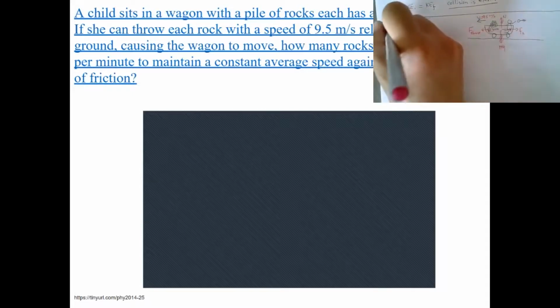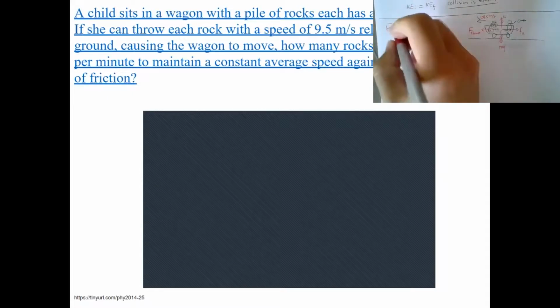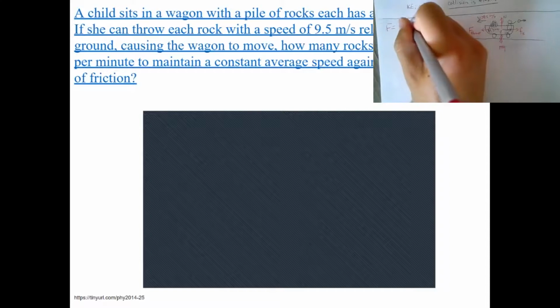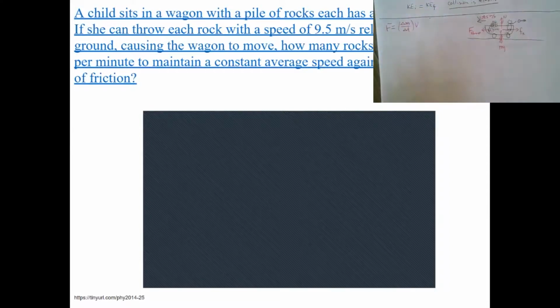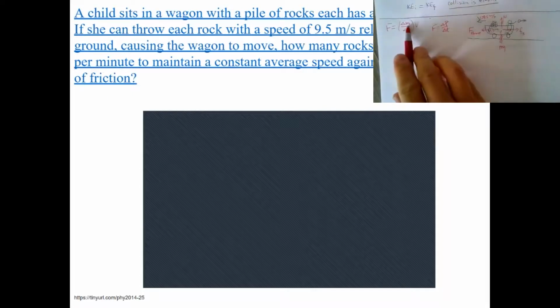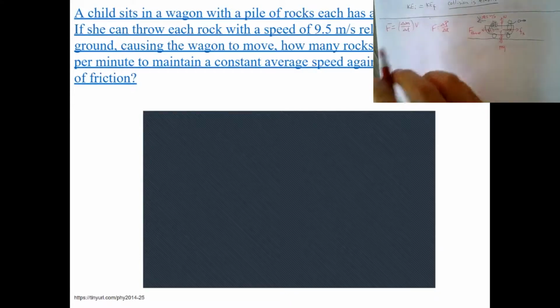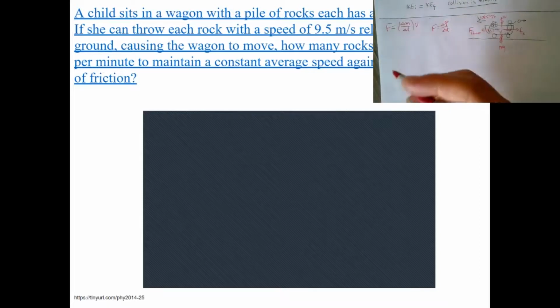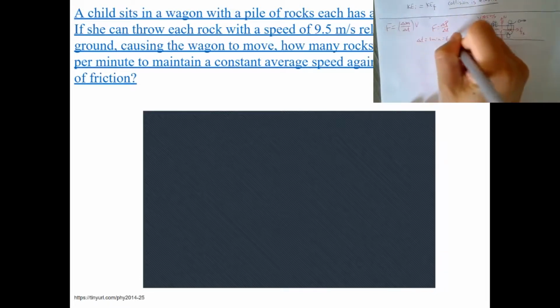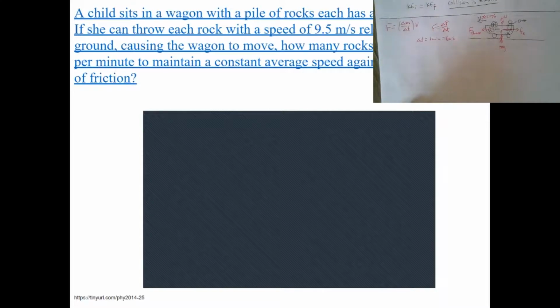So the thrust force should be equal to delta m over delta t, times the v. If you go one slice back, force is equal to delta p over delta t. So delta p in this case, v is constant, so it will be the change of the mass. And for delta t, let's take 1 minute because it's asking how many rocks per minute, which is 60 seconds.